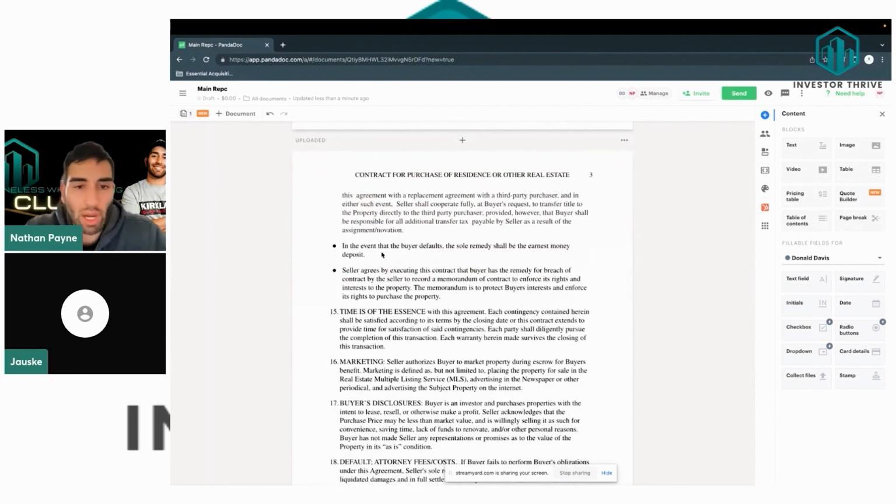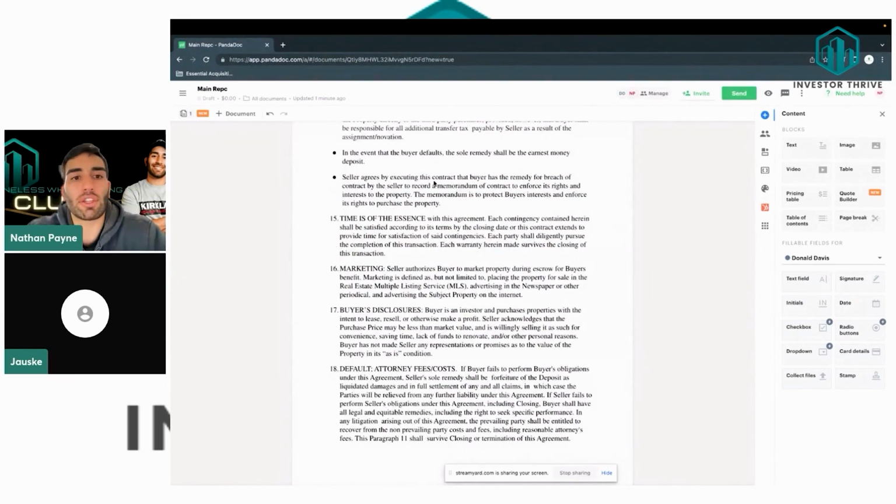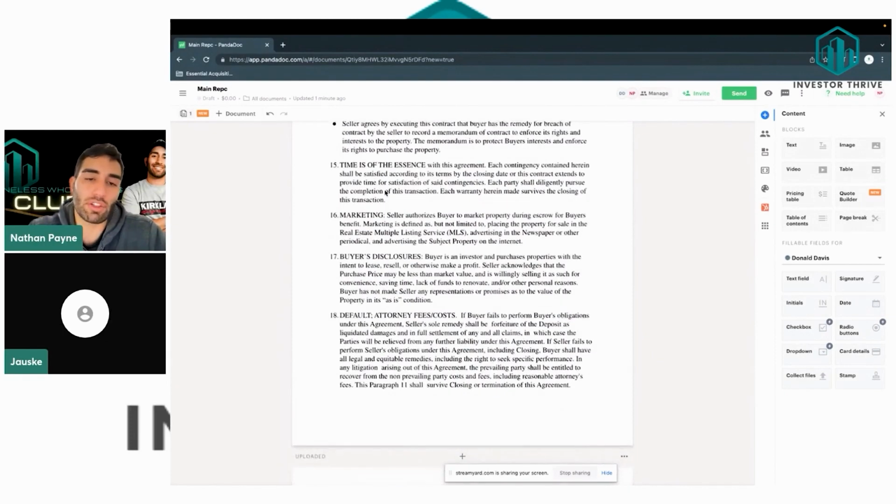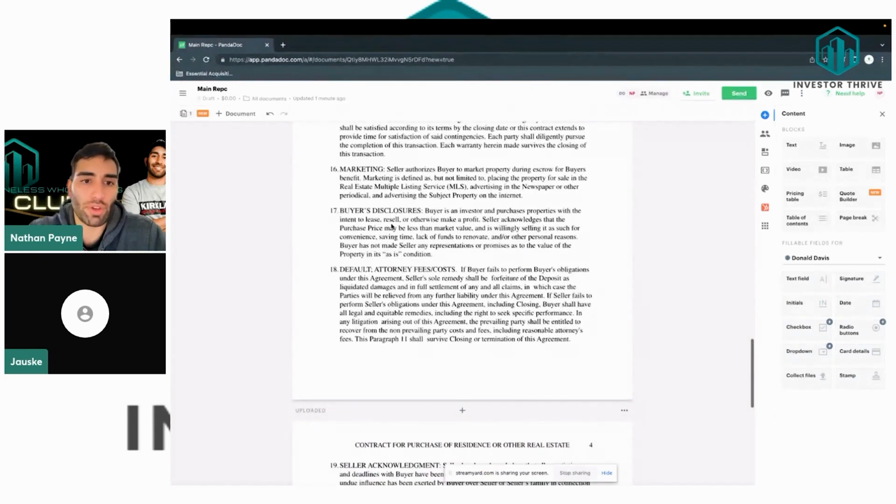In the event that the buyer defaults, you get our earnest money. The seller agrees by signing this that he can't go sell with someone else. Time is of the essence to close the deal. This allows us to market the contract on the MLS if we want to. We're telling them that we do that if we need to.